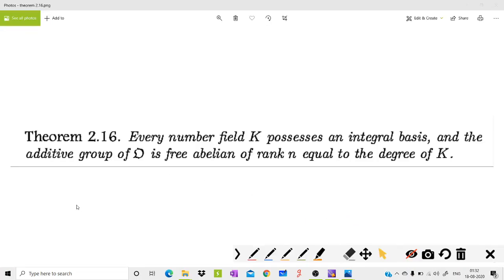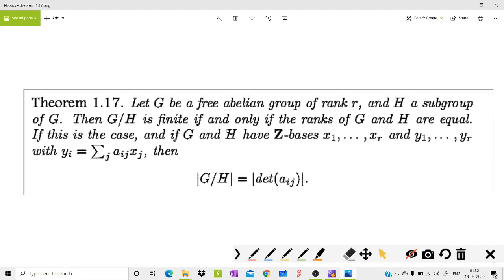This is our theorem 2.16. Every number field K possesses an integral base and the additive group of O is a free abelian group of rank n equal to the degree of K. This is theorem 1.17. It states that G is a free abelian group of rank r and H is a subgroup of G. Then G by H is finite if and only if the ranks of G and H are equal. In our situation, we are considering G as the O and the ideal generated by alpha as H.